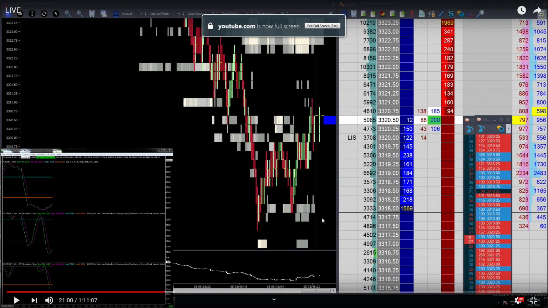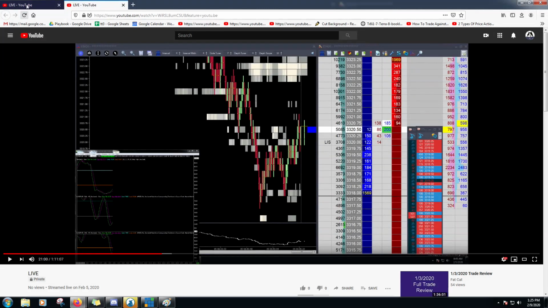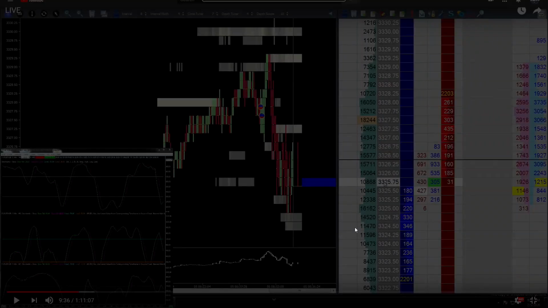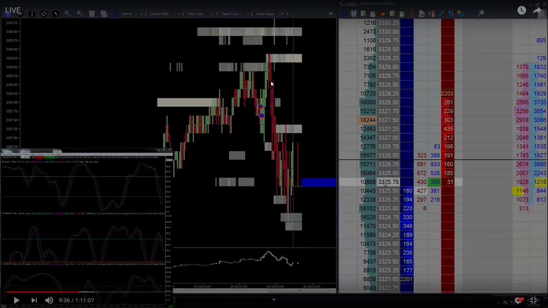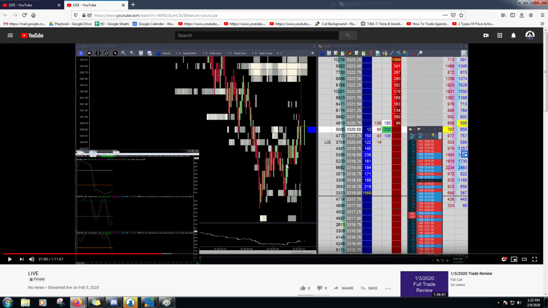So look, right here, we tag 33.1750. Okay, and we're going to go back and we're going to look at 33.1750. So that's quite a ways down from where we're at currently. So the market starts falling in, a little bit of an open test drive down.